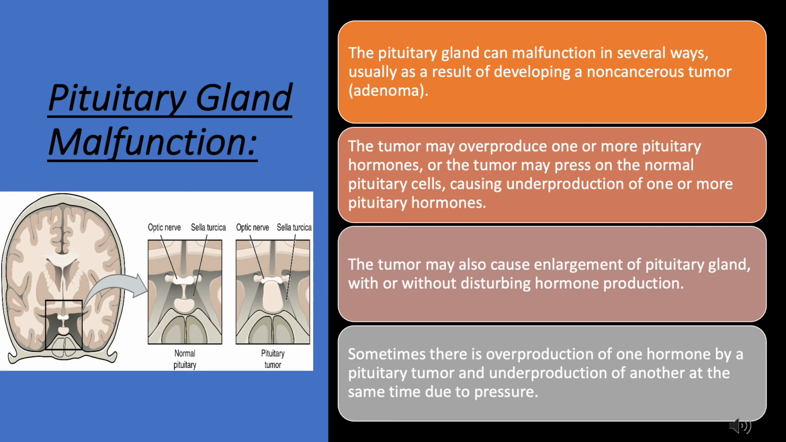The tumor may also cause enlargement of the pituitary gland, with or without disturbing hormone production. Sometimes there is overproduction of one hormone by a pituitary tumor and underproduction of another at the same time due to pressure.